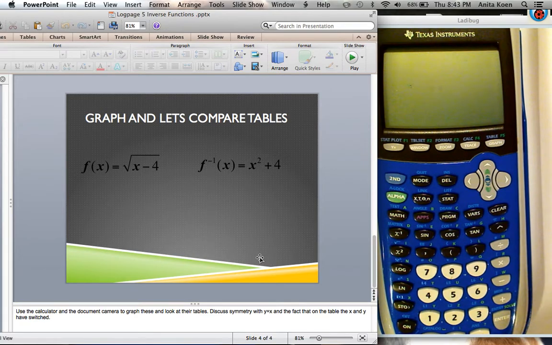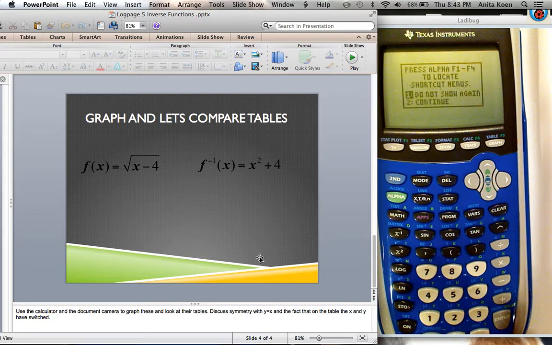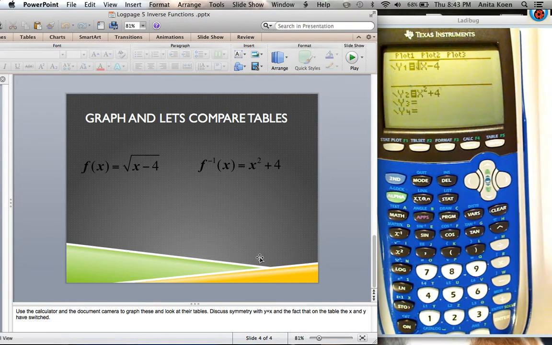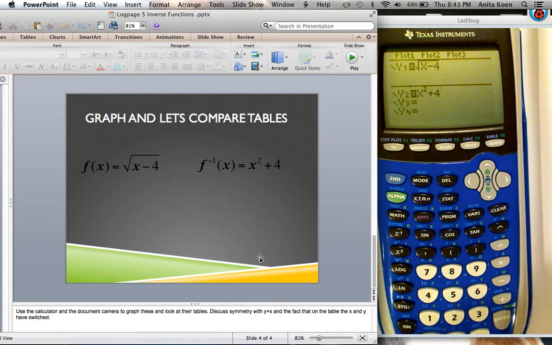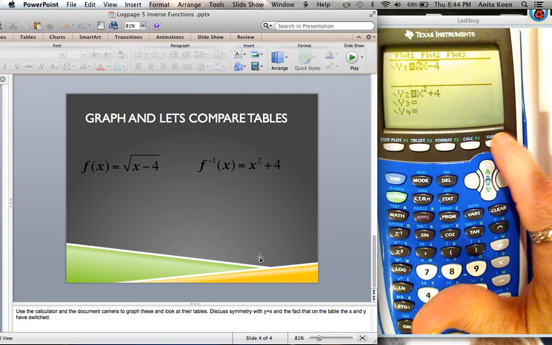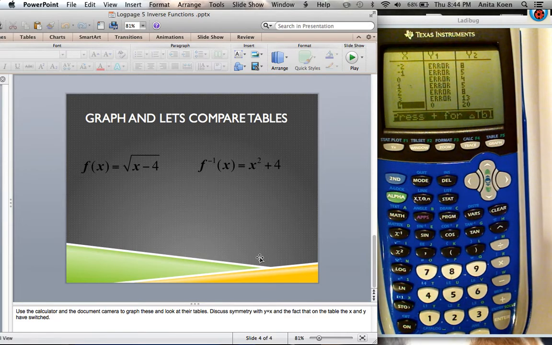Let's graph these two functions and compare the tables. So I'm going to go to my graphing calculator and I'm going to go to my y equals and type in the square root of x minus 4, and then the inverse of that, which is x squared plus 4. And I'm going to go to second graph to look at the tables.